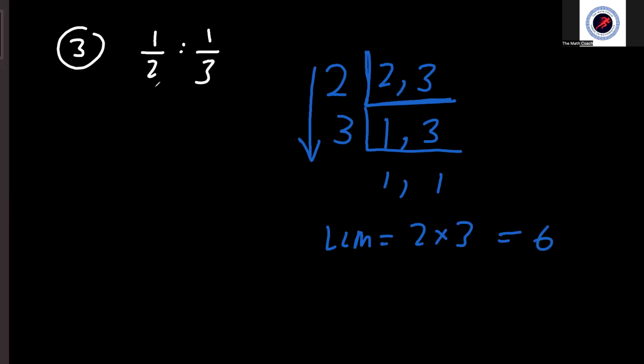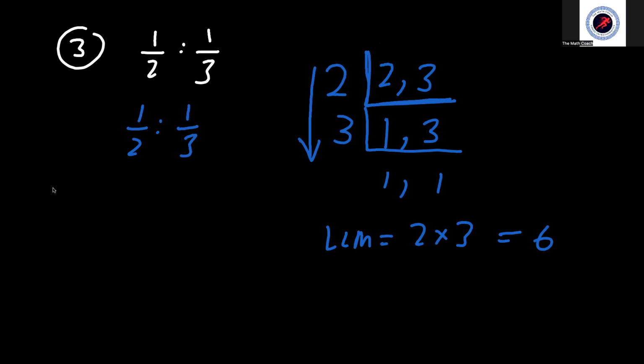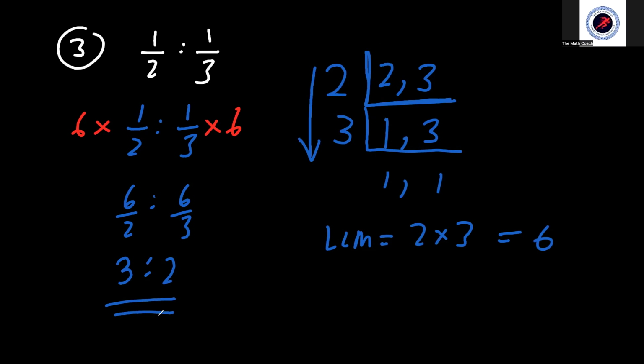Therefore, I'm going to write 1/2 is to 1/3, and I'm going to multiply both sides by 6. Why did I multiply both sides by 6? Because the LCM of 2 and 3 is 6. So we get 6 divided by 2 is to 6 divided by 3. 3 is to 2. This is the answer.